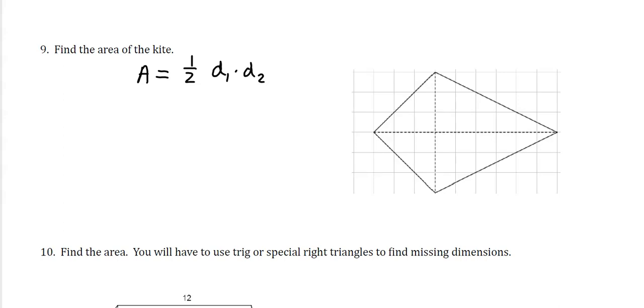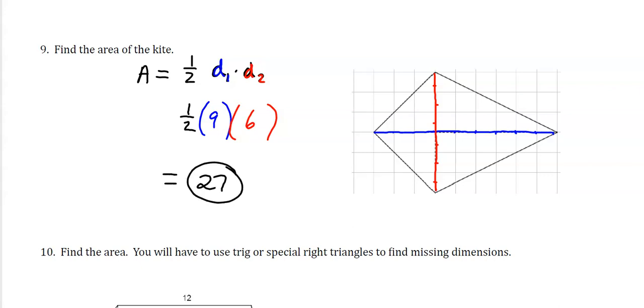So we have two diagonals. I'll call D1 the blue one, and I'll call D2 the red one. And let's crank this out. So we have 1/2, and the blue diagonal is 1, 2, 3, 4, 5, 6, 7, 8, 9. And the red diagonal is 1, 2, 3, 4, 5, 6. So that's half of 54, which should come out to be 27. Got it.